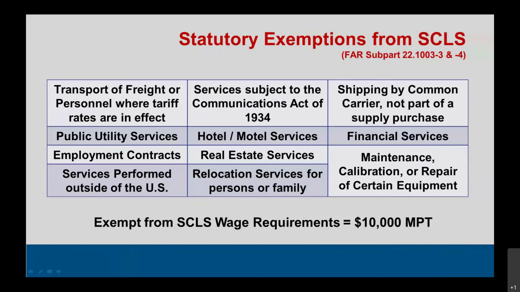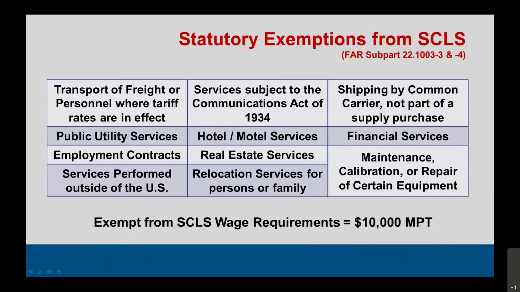Service Contract Labor Standards are transport of freight or personnel, services subject to the Communications Act, public utility services, hotel and motel services for conferences. Okay, you see it just says hotel motel services up there, but it does say in FAR that that's specific to conferences. And it includes lodging and meals as part of a conference agreement. It is not just for standalone lodging or motel services. If somebody doesn't have their travel card and you need to rent a room for them overnight. Financial services are exempt, employment contracts are exempt, real estate services, and all the other ones you see here.